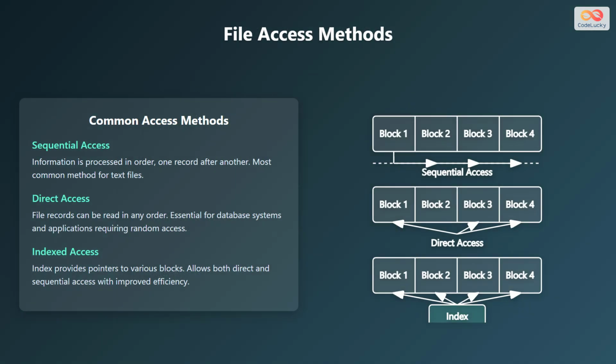Let's explore the common methods for accessing files. The first method is sequential access. In this method, information is processed in order, one record after another. This is the most common method for text files. The second method is direct access. In this method, file records can be read in any order. This is essential for database systems and applications requiring random access. And the third method is indexed access. In this method, an index provides pointers to various blocks, and it allows both direct and sequential access with improved efficiency.